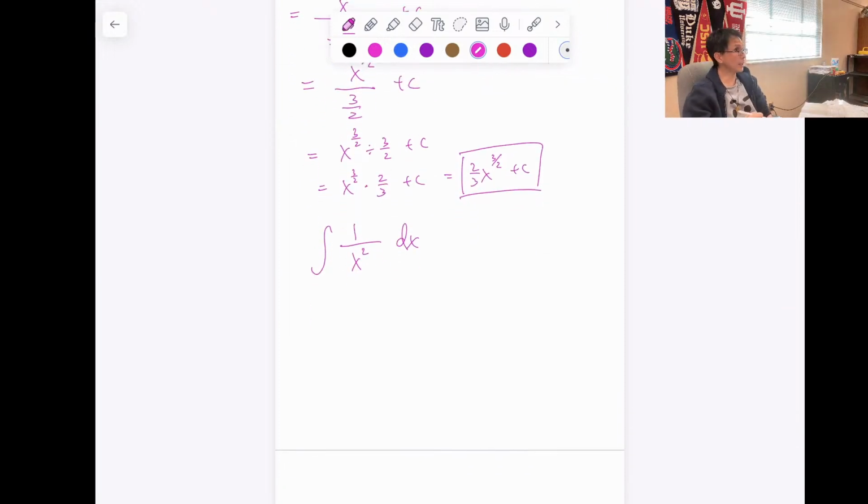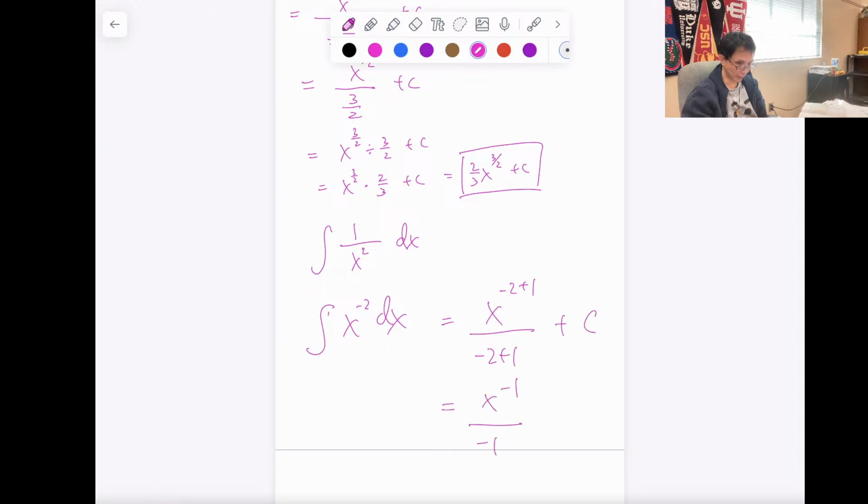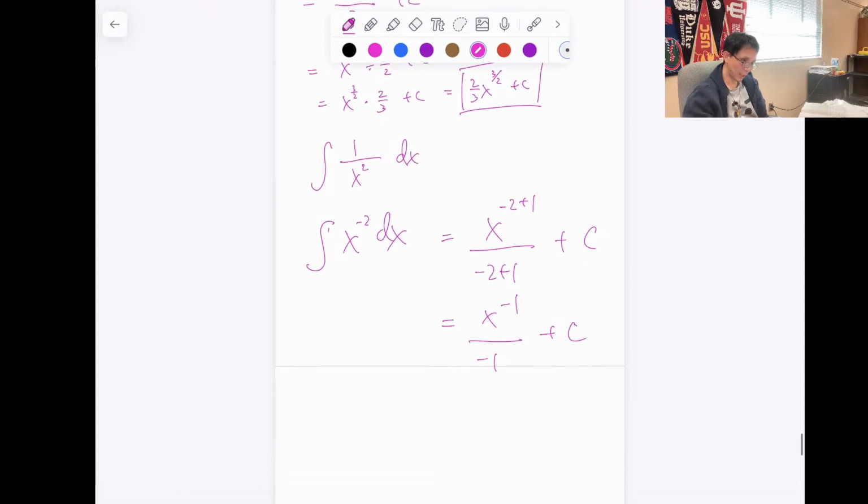So, can I apply power rule at this stage? No, it's not a numerator. So what do you have to do to make it a numerator? Turn into negatives. Right? And then that's going to give you x to the negative 2 plus 1 over negative 2 plus 1. And that's x to the negative 1 over negative 1. And that's equal to negative 1 over x plus c. Does that make sense?